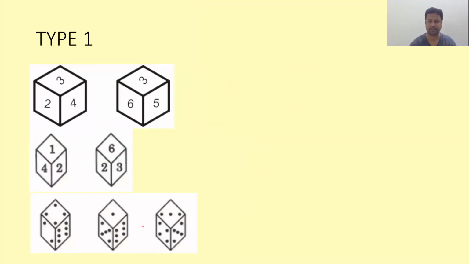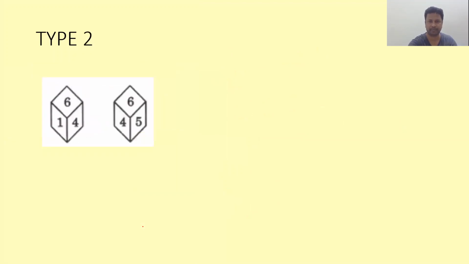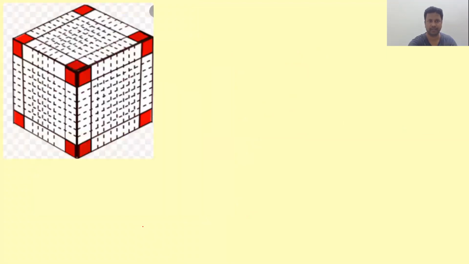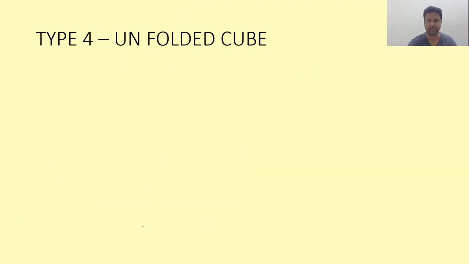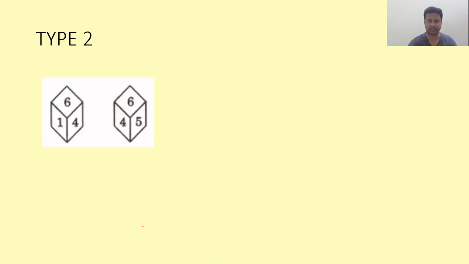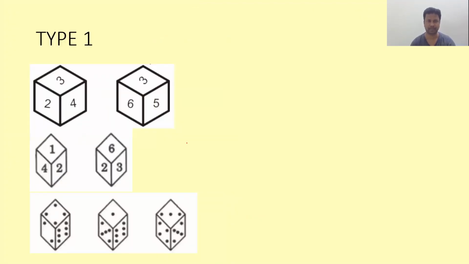So there are types: first type, second type, third type and finally fourth type. We can see these types one by one. The first type is: in the question paper there will be three dice or four dice. So what is the first step in type number one? The first step is very important. You want to choose two dice.